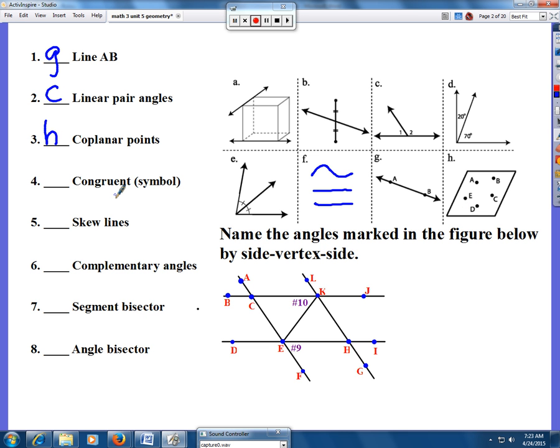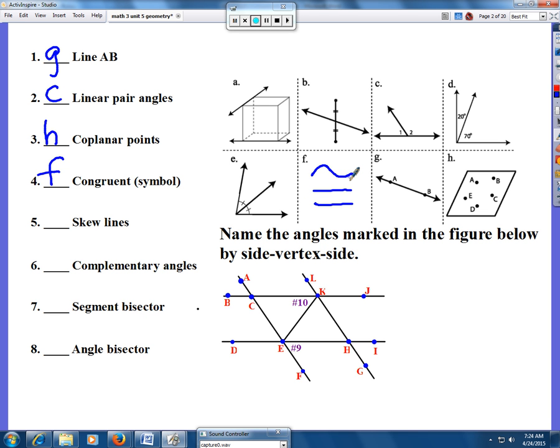And congruent, this is really important. The symbol for congruent means equal in geometry. Like two angles are congruent. They have the equal measures. So that would be F. The symbol for congruent is F. The equal sign with a squiggly line over it.